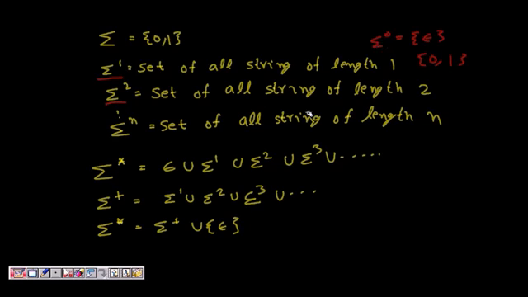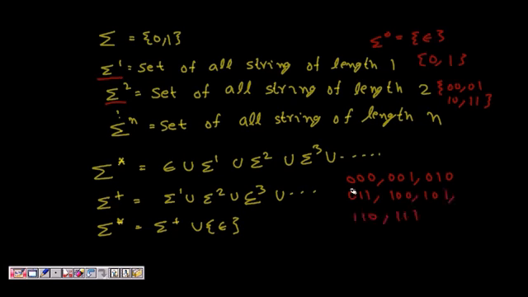Sigma 2 is the set of all strings of length 2. So here we can have 00, 01, 10 and 11. The set of length 3 you can similarly form: 000, 001, 010, 011, 100, 101, 110 and 111. These make up sigma 3, and sigma n is the set of all strings of length n taken from the alphabet.